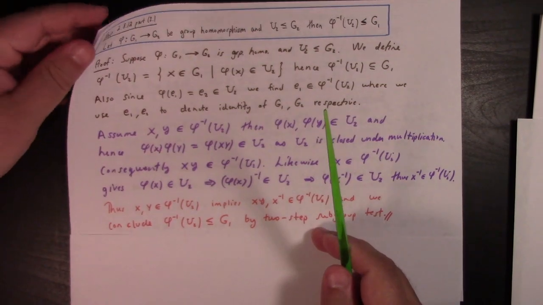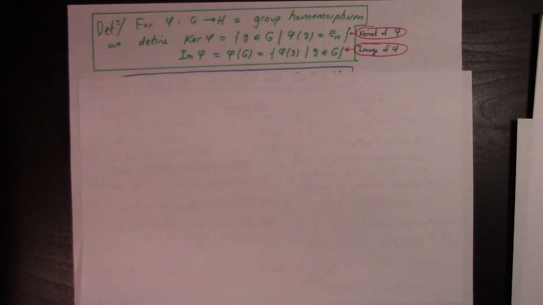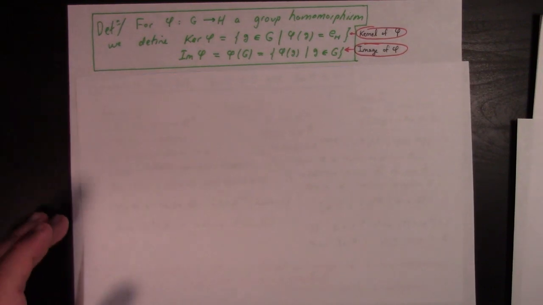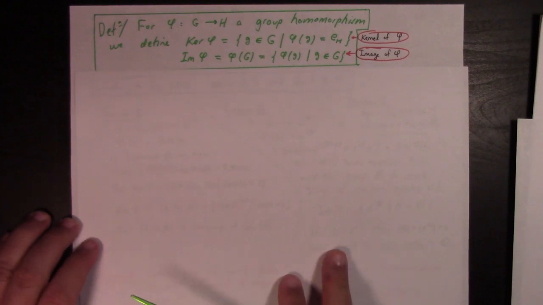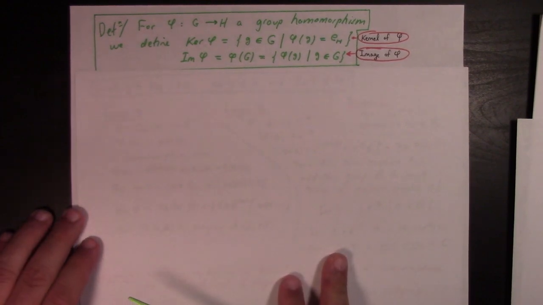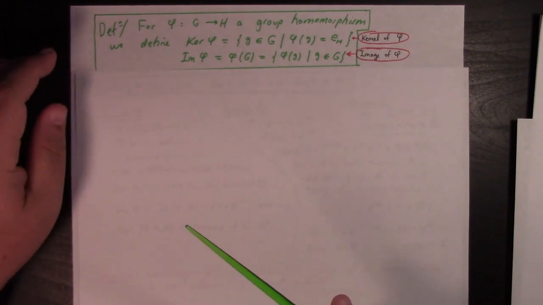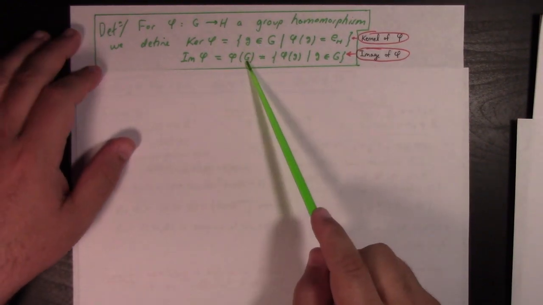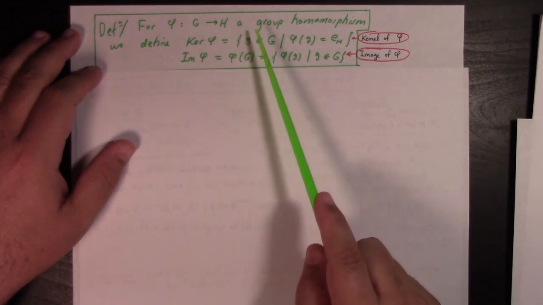And, I mean, the most important application of this theorem comes to us in its application to the inverse image of the trivial group and also the forward image of the whole domain. The image of the whole domain is called the image. The kernel is the inverse image.